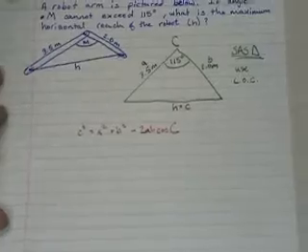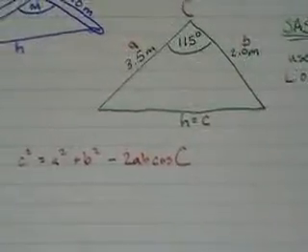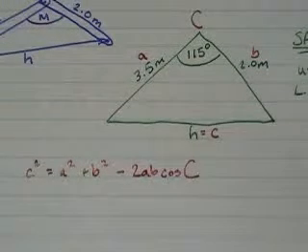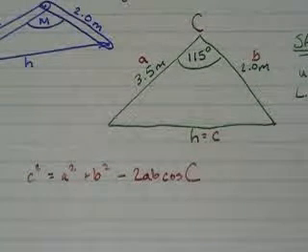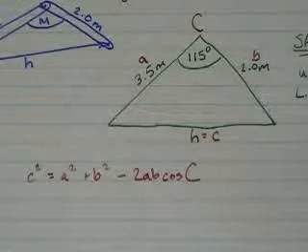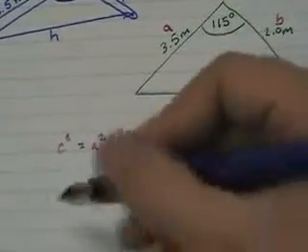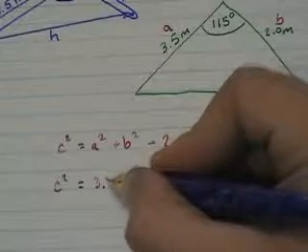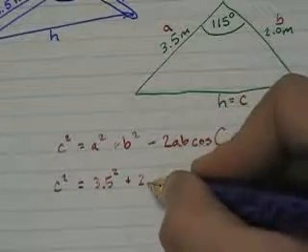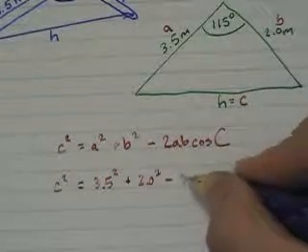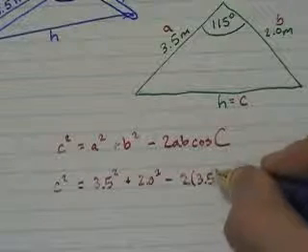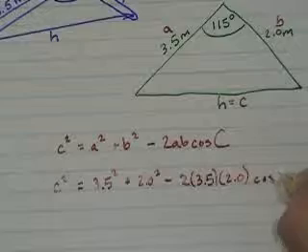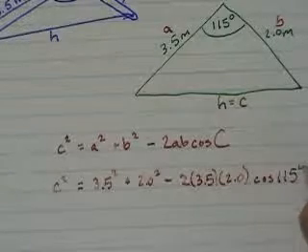Now, given this information, I want to plug in what I know and solve this. So I know side A is 3.5, side B is 2.0, and angle C is 115 degrees. So I plug those in. Side A is 3.5 squared, B is 2.0 squared, minus 2 times 3.5 times 2.0 cosine of 115 degrees.